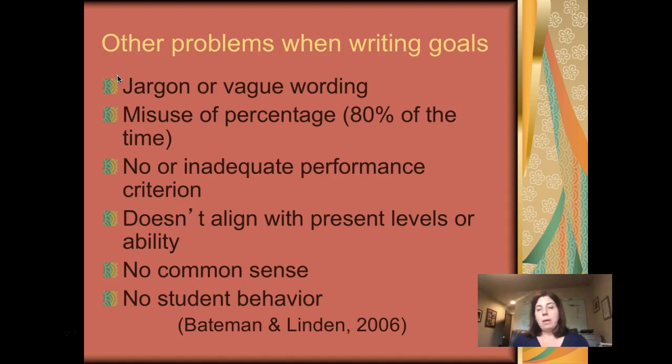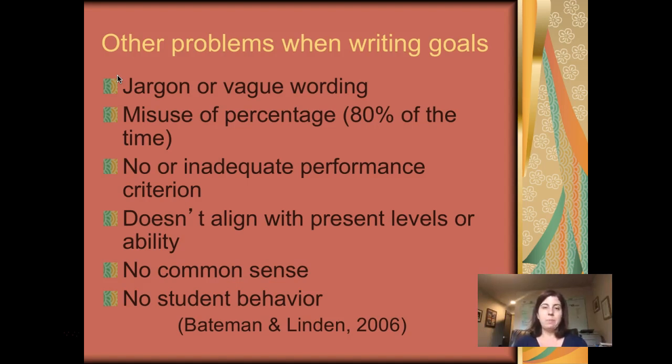I wanted to mention some common problems when writing goals. Sometimes we use jargon or vague wording. Again, that comes back to you really wanting somebody from the outside to find the goals understandable and very clear. Because the worst thing that could happen is the IEP team is trying to monitor progress, and they sit down and read it again, and it made sense at the IEP meeting, but when they're trying to measure progress, they're like, I don't remember what we were talking about and what that meant. That can really happen if you use vague wording.